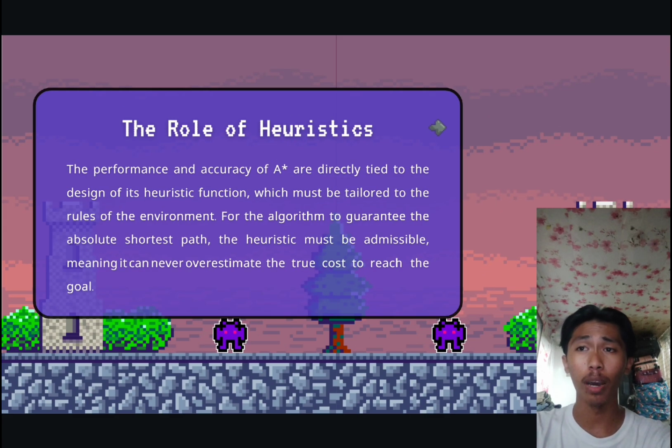Hello everyone, in my part, I'm going to discuss the role of heuristics. The performance and accuracy of A-star search are directly tied to the design of the heuristic function, which must be tailored to the rules of the environment. For the algorithm to guarantee the absolute shortest path, the heuristic must be admissible, meaning it can never overestimate the true cost to reach the goal.